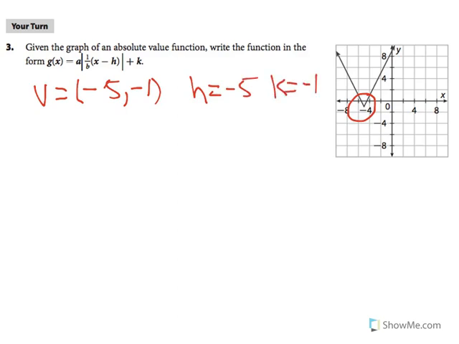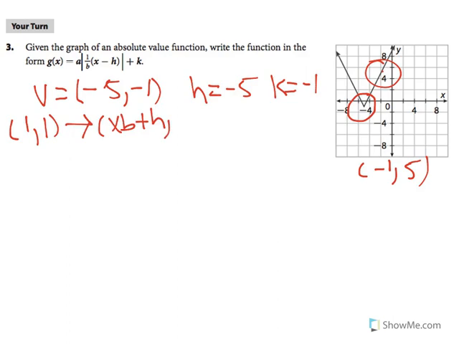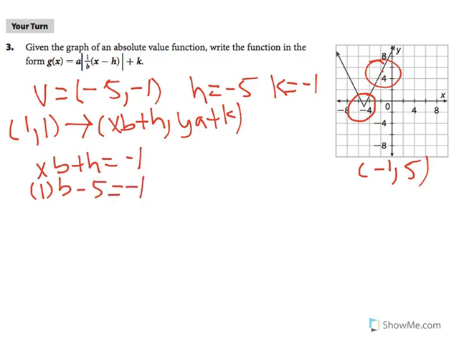And let's say we want to pick this point here, right? Okay, so that point looked like negative 1 and positive 5. So then it's to the right, so then we're going to transform from 1, 1 over to xb plus h, ya plus k. Okay, so we said xb plus h equal to negative 1. So our x is 1 times b minus 5 equal to negative 1. So b equal to positive 4.